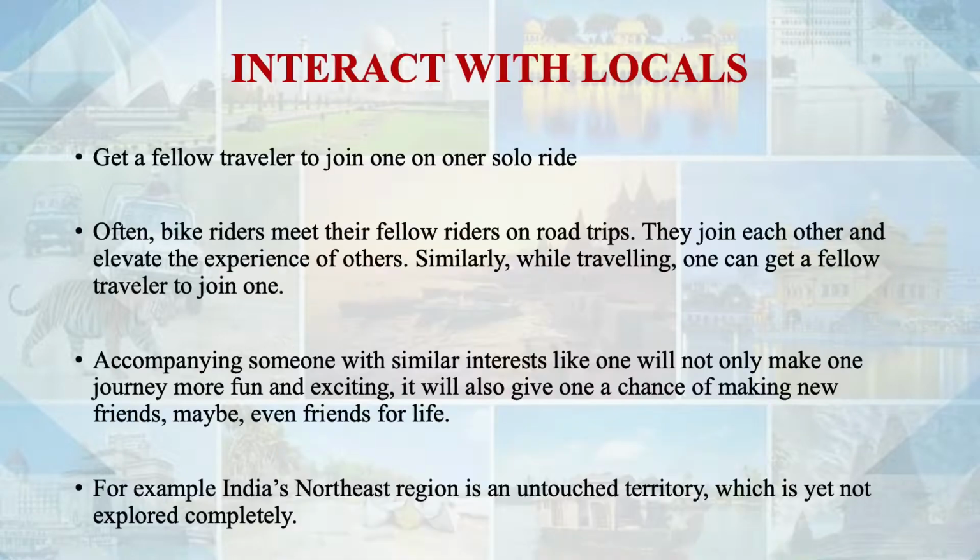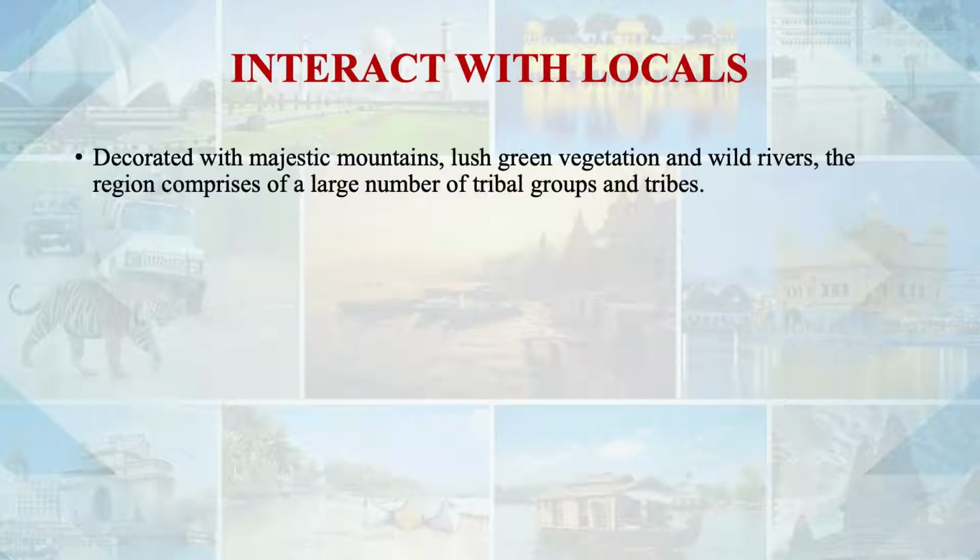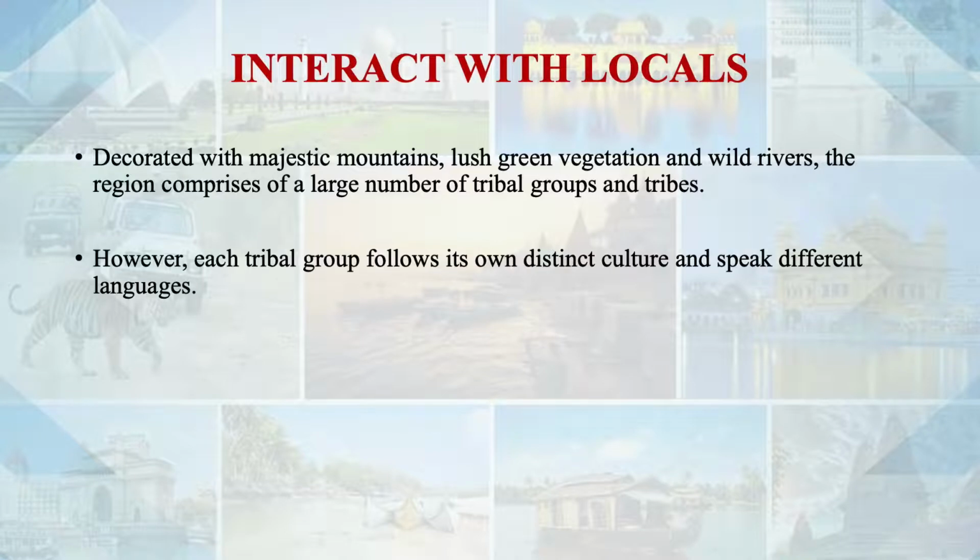For example, in India, the Northeast region is an untouched territory for many, and it is not yet explored completely by a number of tourists. This region is decorated with majestic mountains, lush green vegetation, wild rivers, and comprises a large number of tribal groups. However, each tribal group follows its own set of culture and they speak different languages.